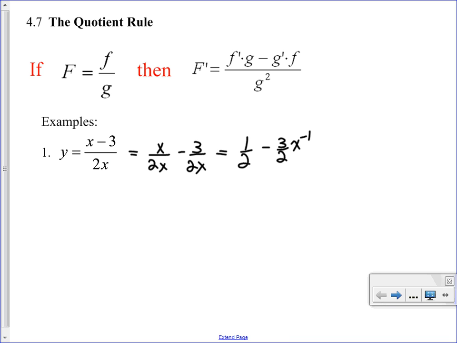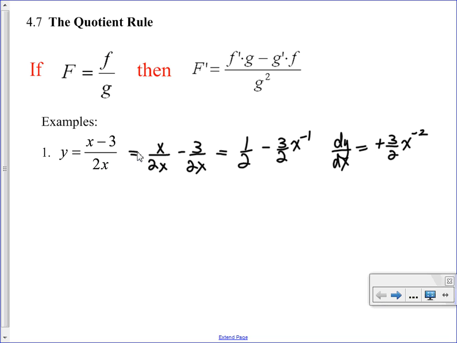So when I apply our basic rule for the derivative and I find the slope of the tangent line at any point, it's going to be positive 3 halves and then x to the minus 2. So we already know the answer before we start. What does the quotient rule say?